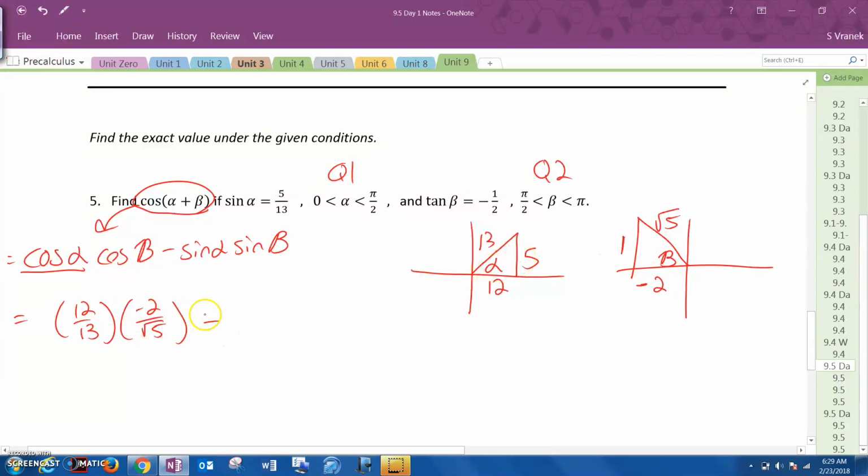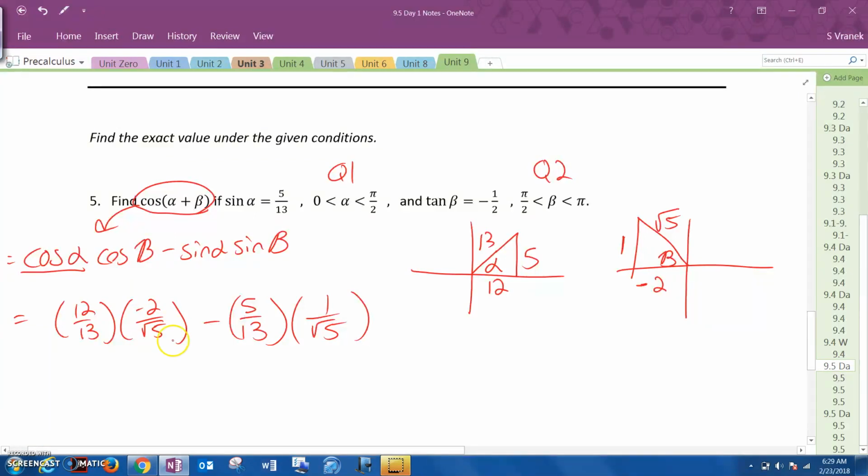Minus the sine of the alpha triangle, hopefully you get this right, that was given to you in the problem, 5 over 13. And then the sine of the beta triangle is 1 over root 5. Notice how I do not have any sines or cosines left over. That's one of the major mistakes I see, is people just put these numbers in for the alpha and the beta.